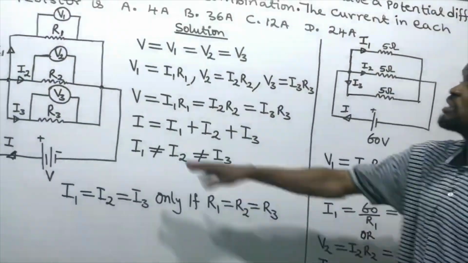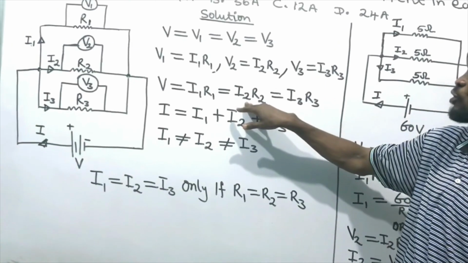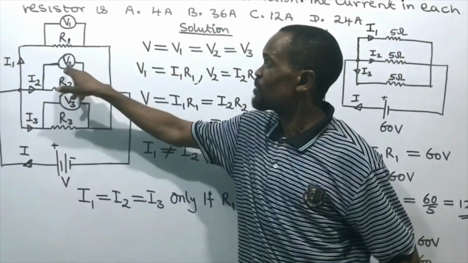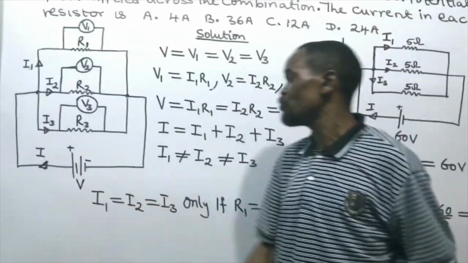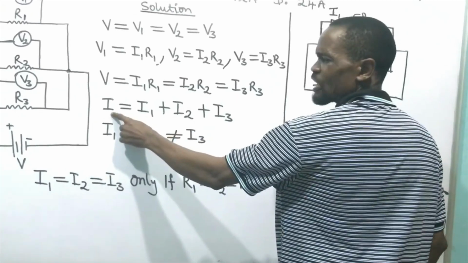Have you seen it now? V is equal to the voltage drop across this, equals the voltage drop across this, equals the voltage drop across this. That means the voltage drop across this resistor, this one and this one are equal to what? The voltage supply.